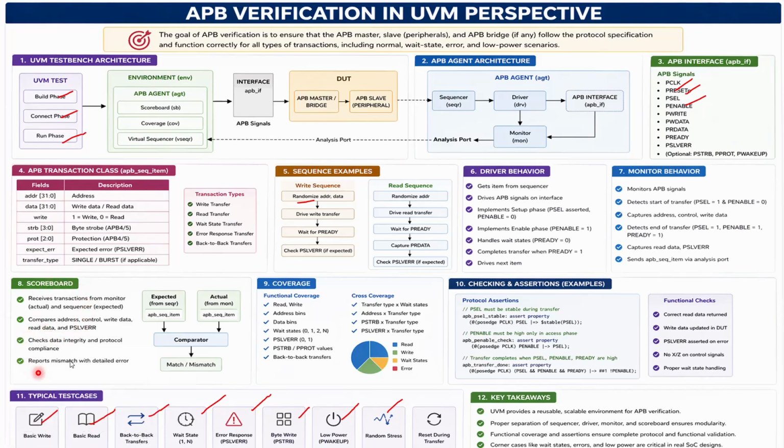The scoreboard compares expected data and actual data. If they match, the test passes, otherwise it fails. For coverage closure, we need to cover write, read, and all bins in the functional coverage, and line coverage tells how many lines are covered. We also have cross coverage: transfer type and wait states, address and transfer types, strobes and transfer types, and so on. These are the assertions used while doing other operations.